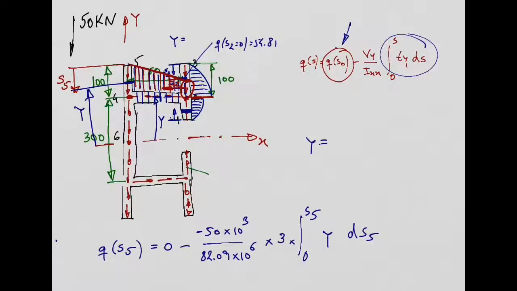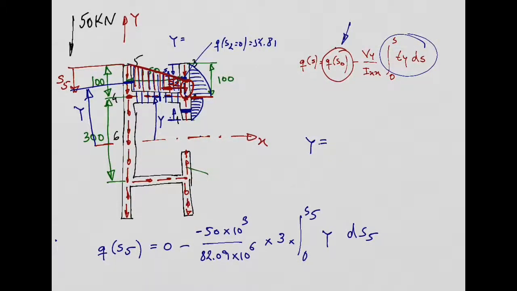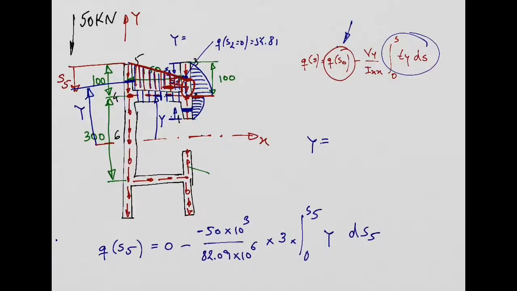Okay, when S5 is equal to 0, this y should be equal to 250. You agree with me? So we can put here 250, and now minus S5. So when S5 is equal to 0, we get this y equal to 250. When S5 is equal to 100, we are at 0.4.